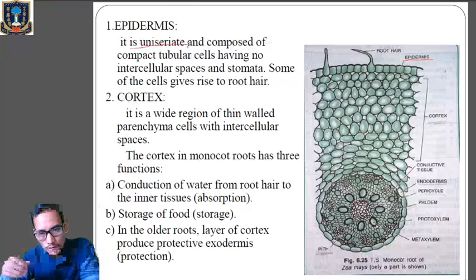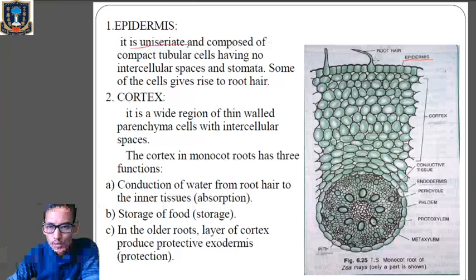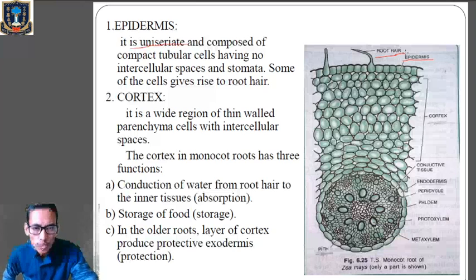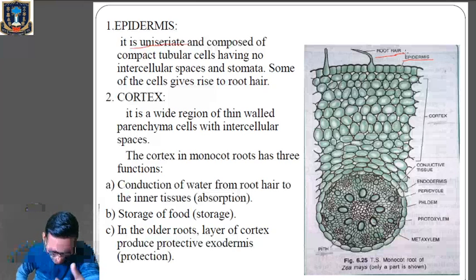Clear? And some of the cells of the epidermis give rise to the root hair, like in that of the dicot root. Here also they give rise to the root hair, and the function is the same. The function of root hair and the epidermal cells in the monocot root is also to absorb the water and the mineral salts from the soil. Clear? Then next to the epidermis we will find the cortex.